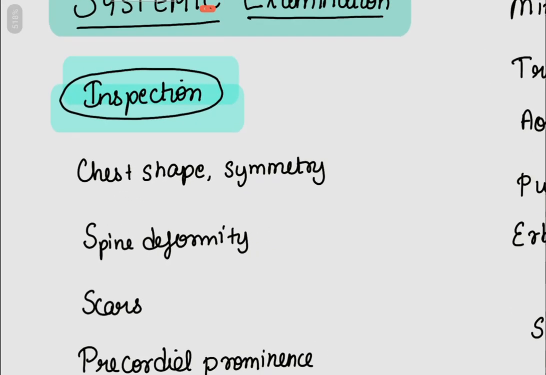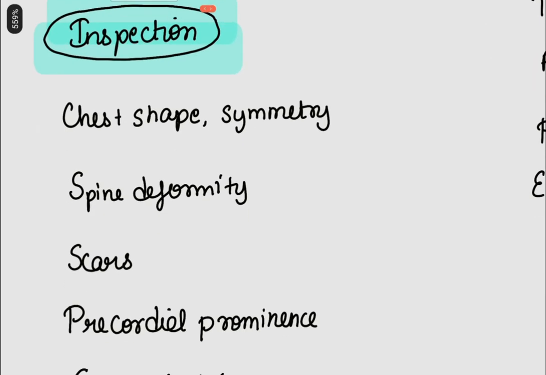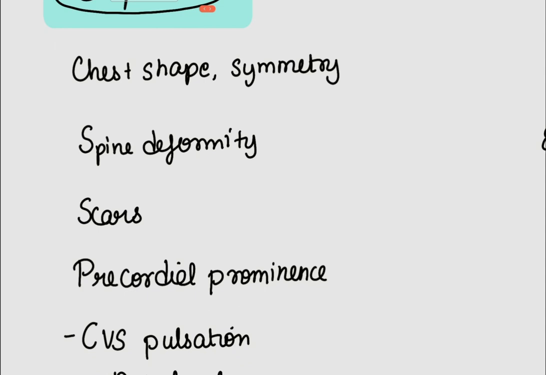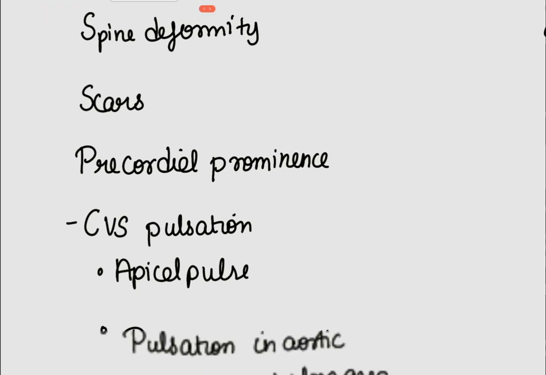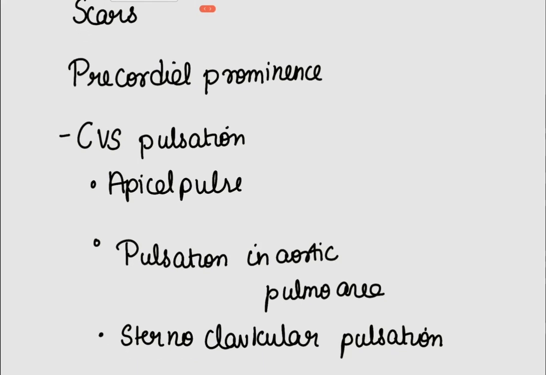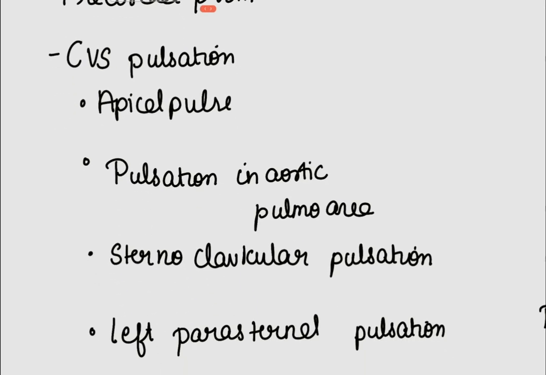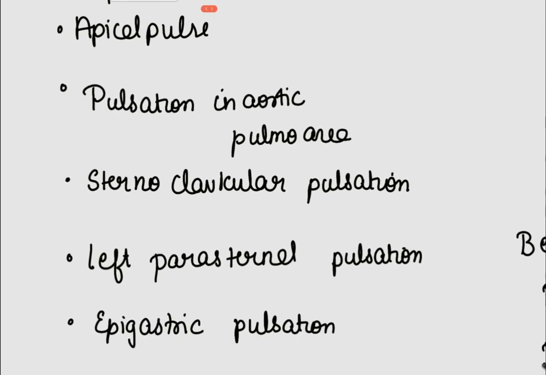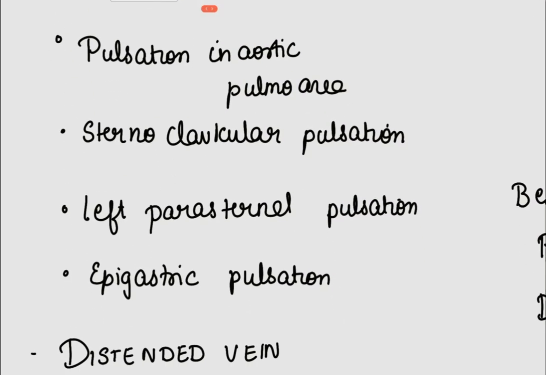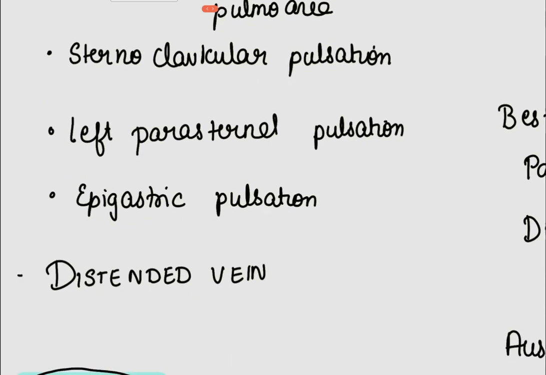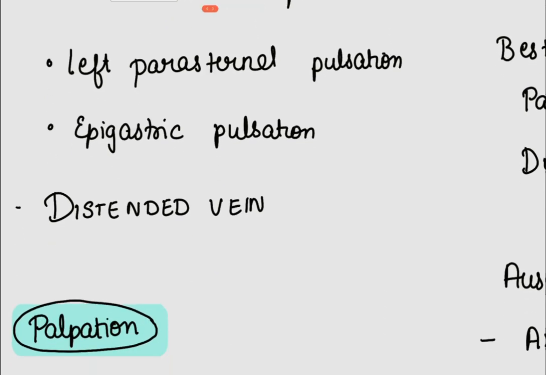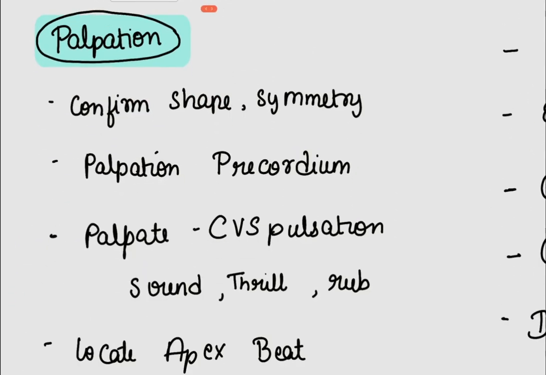Next, the systemic examination. To begin with the inspection: chest shape, symmetry, any spine deformity, scars, precordial prominence. Then pulsations, wherein you see for apical pulsation, aortic and pulmonary area pulsation, sternoclavicular pulsation, left parasternal pulsation, epigastric pulsation, distended veins.